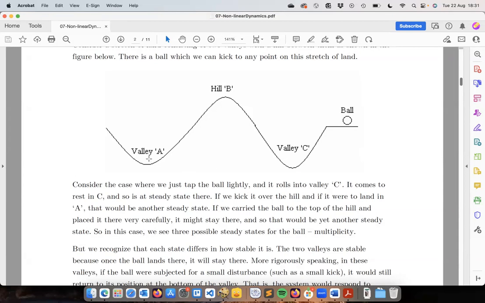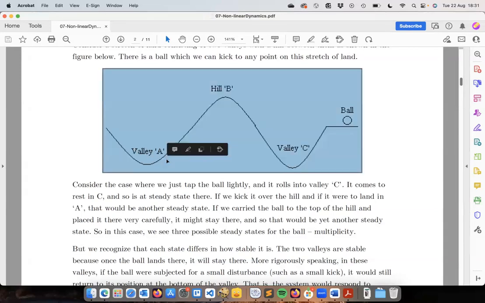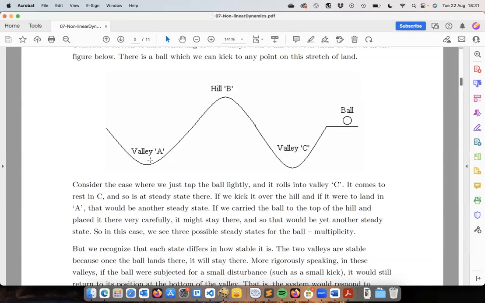And it's a similar situation here, in what we've labeled Valley A. So if we kick the ball hard enough and it passes Hill B and falls into Valley A, then again, if we apply a small disturbance, if we give it a small kick around here, then it will rise a bit, but it will fall back into this valley. So these we can term two stable steady states. Once we are in the steady state, we tend to stay there.